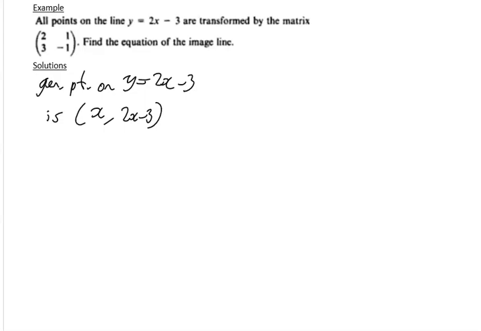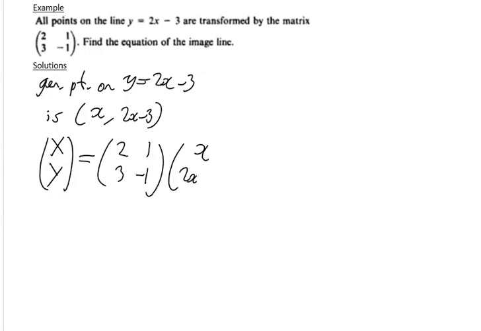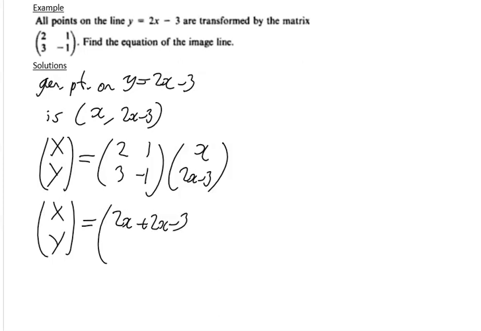That's all that is. So all we're going to do is say big X and big Y instead of x dash and y dash, just to show you there's different ways to do this. So we have 2, 1, 3, and minus 1. And I've gone for x and 2x minus 3. And of course, all we're going to do here is multiply out and see what we get. So we have 2x plus 2x minus 3. That's our top thing in our column vector. And then we've got 3x minus 2x plus 3.